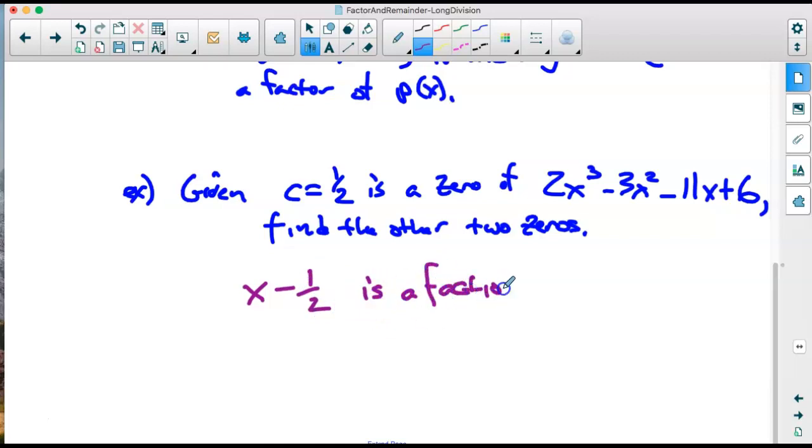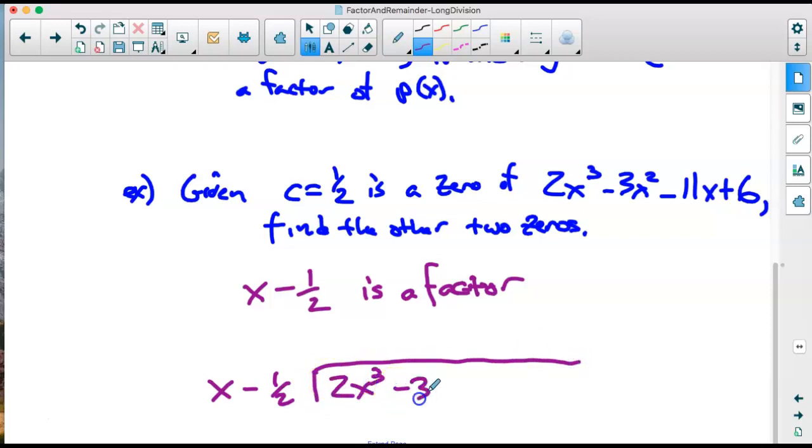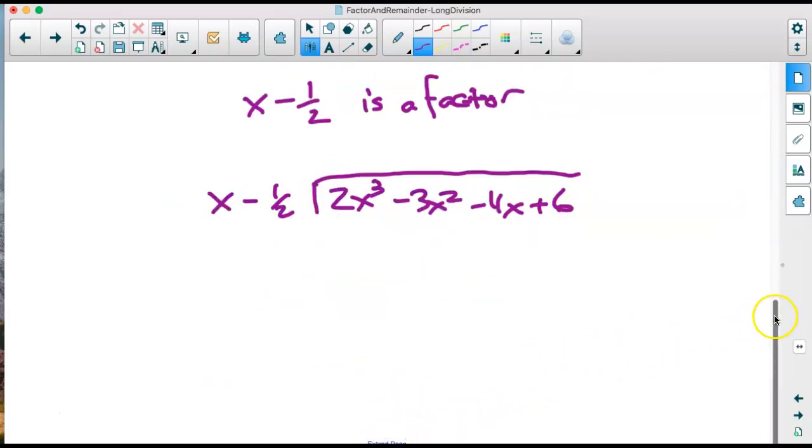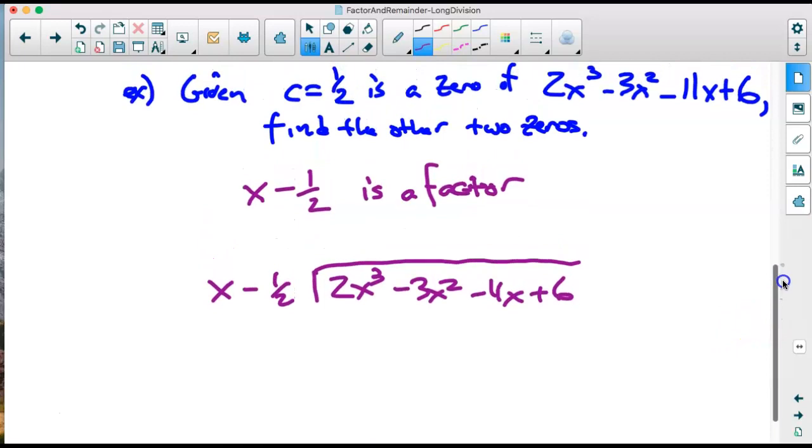So we can divide by x minus 1/2. Okay, so we can divide by x minus 1/2. So if we do that long division wise, x minus 1/2 divided into 2x cubed minus 3x squared minus 11x plus 6, we should get something that comes out nice and even, which is a quadratic, which we'll try to factor or use the quadratic formula on to solve.